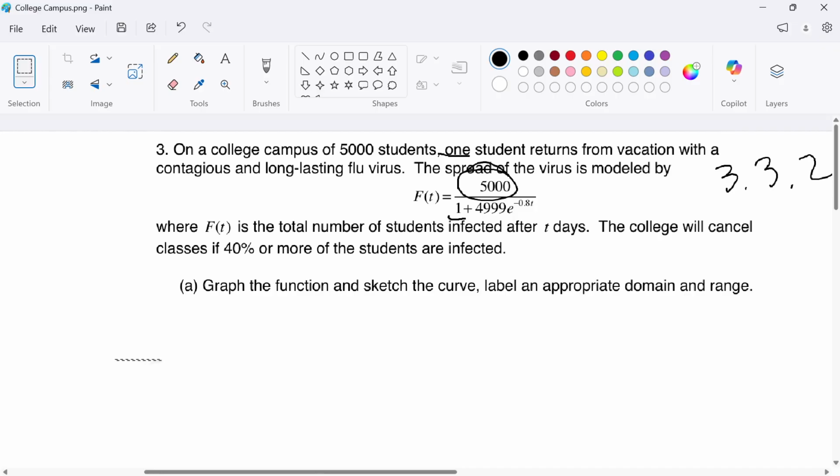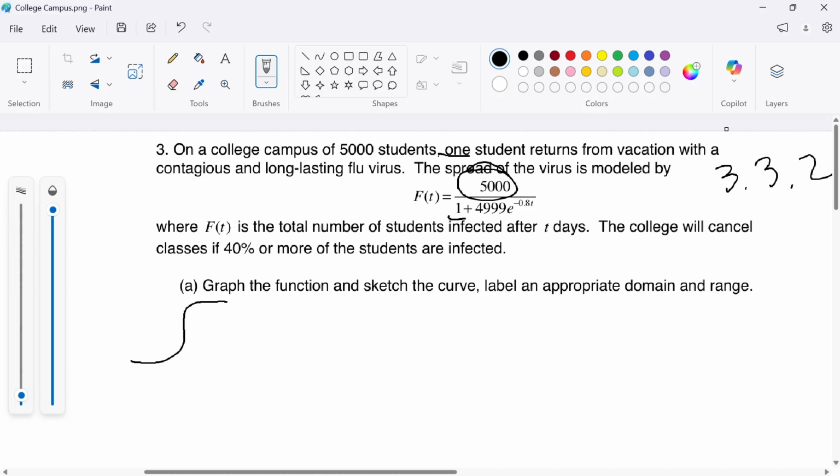Well, these look like S's when it's a logistic curve, where the halfway mark is half the carrying capacity. So in this case, that's going to be about 2,500. And the asymptote, it's going to approach but never reach 5,000. So I'm just going to put some things there. This is 5,000. I'm not going to use the same scale. This is 2,500. So that's number of people infected. This is the asymptote. And so what's the domain?